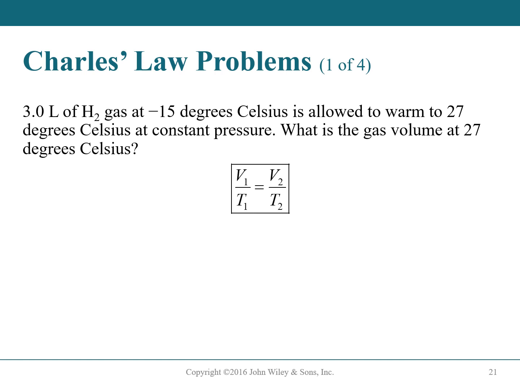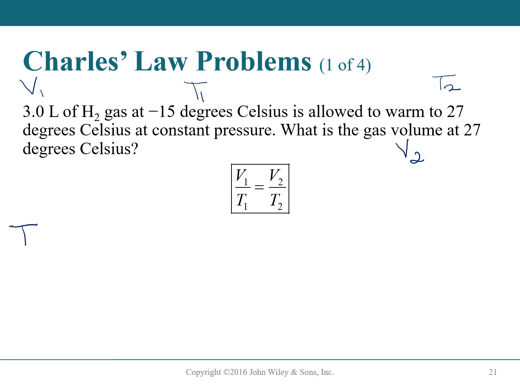Okay, so let's do an example. In this example, 3 liters of gas at minus 15 degrees Celsius, so this must be V1 and this must be T1, is allowed to warm up to 27 degrees Celsius. So this must be T2. And what is the gas volume? We're looking for V2. So what are the first things we need to do? Volume in liters, that's fine.